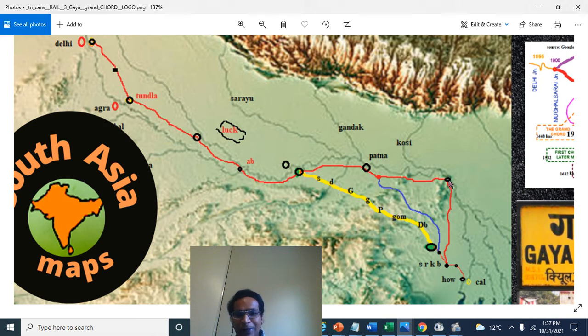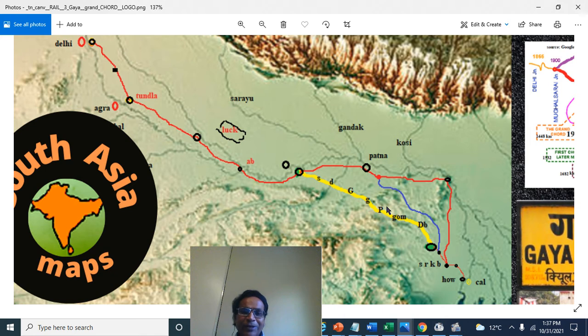Sahibganj here became the loop line. Then what is the chord? Chord is a mathematical term, meaning between 2 points, Howrah and Mughalsarai, the shortest railway line you can build. If you draw the shortest line, that is the chord, whereas the Kiyul way is much longer, and the Sahibganj way is much longer still. So this becomes the loop line, this becomes the main line, and this becomes the chord line. Why the chord is called grand chord, we will deal with some other time, that's not important here. We are dealing with the grand chord line.